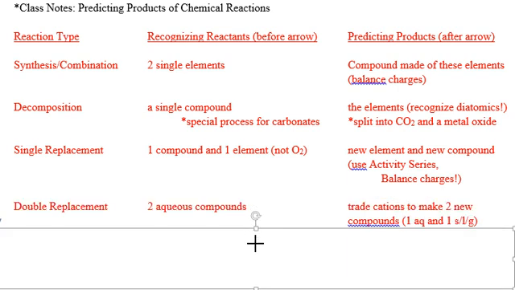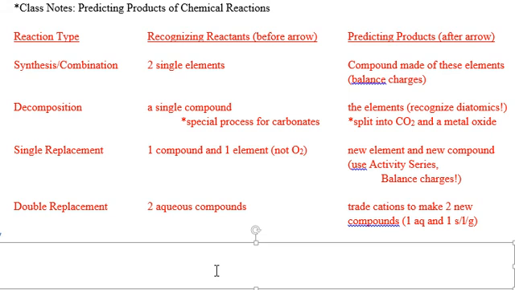Okay? Double replacement reactions are going to be 2 aqueous compounds before the arrow. And that's the only type of reaction that has 2 compounds before the arrow. So if we look at this, 2 single elements, a single compound, a compound and an element, this is the only time we have 2 compounds before the arrow. Okay? So 2 compounds before the arrow is automatically a double replacement, and they're going to trade cations to make 2 new compounds. One of those is going to be aqueous, one of them will be solid, liquid, or gas.